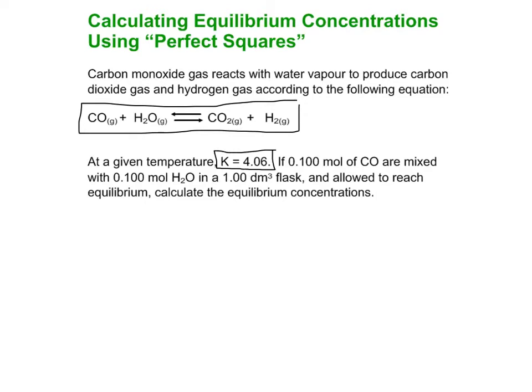If 0.1 mole of CO, that's an initial amount, is mixed with 0.1 mole of H2O in a 1 liter flask and allowed to reach equilibrium, calculate the equilibrium concentrations. This is a little bit different than what we did the last day. We are going to use both an ice table and a Kc value to figure out the equilibrium concentrations.